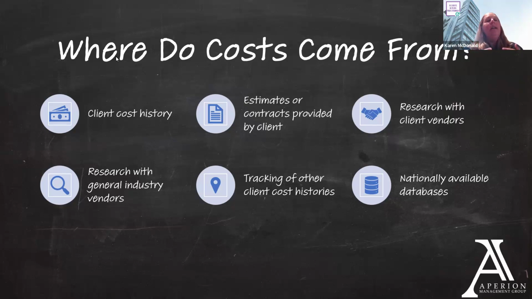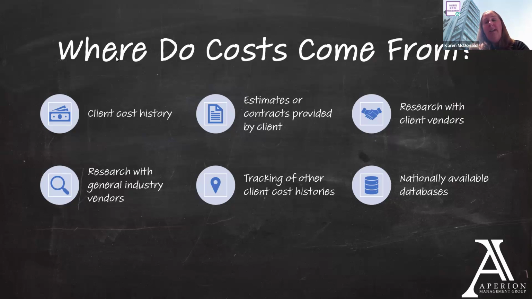Our firm in particular does research with general industry vendors every single year. So we see kind of the same vendors used by community associations over and over and over again. So we will reach out to them and say, hey, what are you seeing this year for siding replacement? What are you seeing this year for window replacement? So that we know that this is coming from vendors that communities are using and it's within the industry. It's not just some generalized database that we're getting that from. Our firm and many other firms track the cost histories at other clients. So if a client replaces their fence, we will break that down into a lineal foot cost so that we can kind of test that and see what the general industry cost is for that.